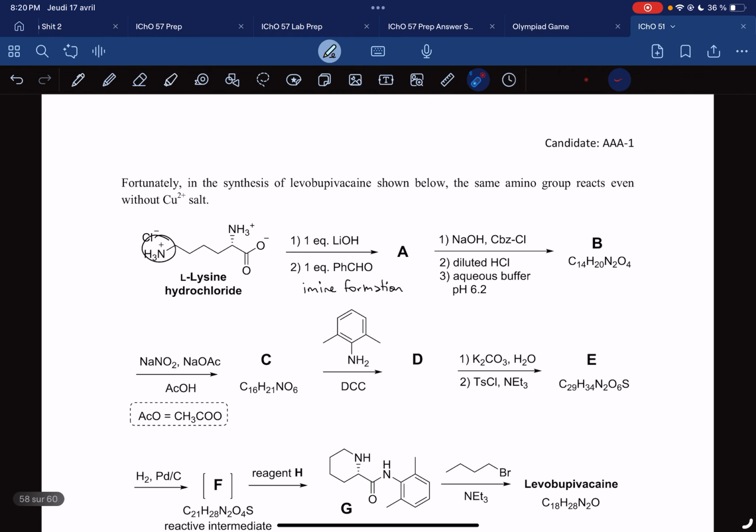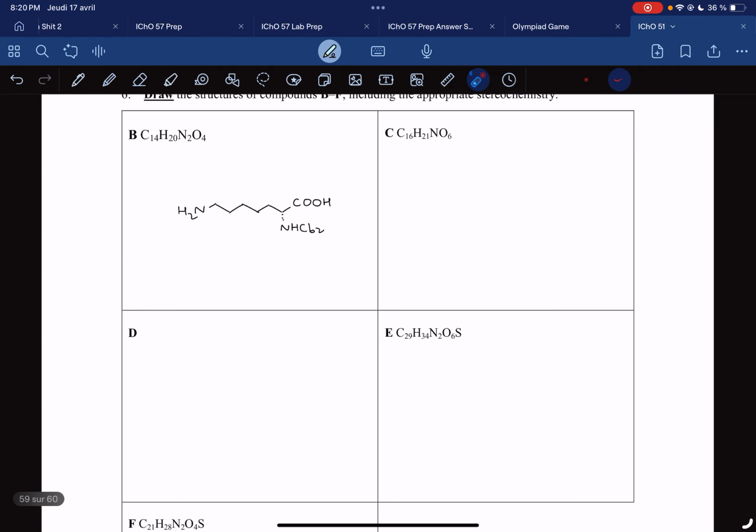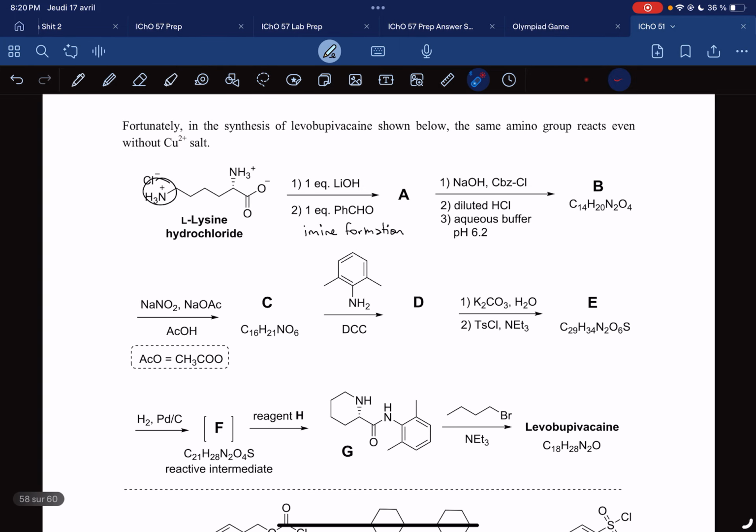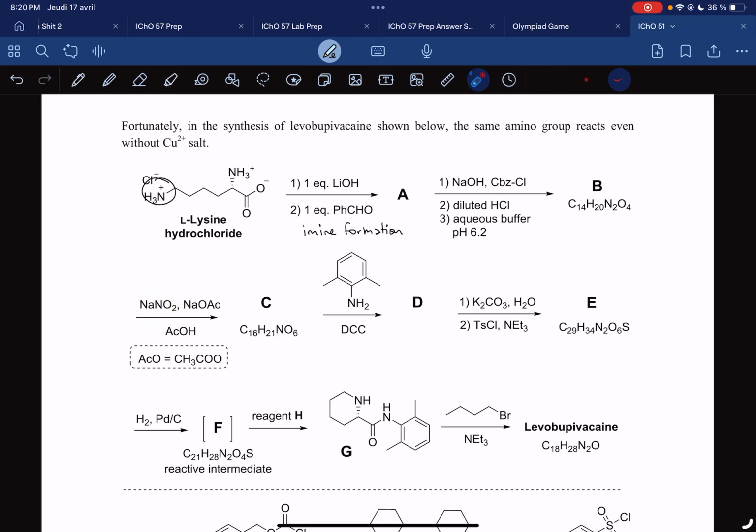Hydrolysis of the imine, aqueous buffers probably will work up to get B. And this should be our B. Then treatment with sodium nitrite with acetic acid with sodium acetate will yield C.